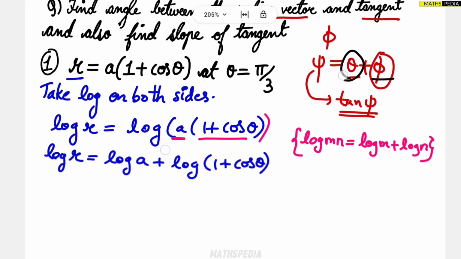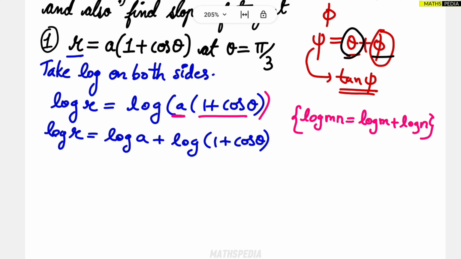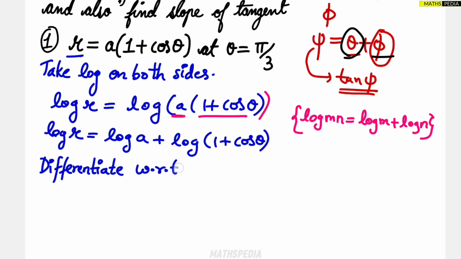After simplifying, what we have to do is differentiate with respect to theta. This is the second step. Now, while differentiating, be careful. The variable here is theta. With respect to theta, we have to differentiate. Okay. Log R differentiation is what? 1 by R. From where did I get this formula?